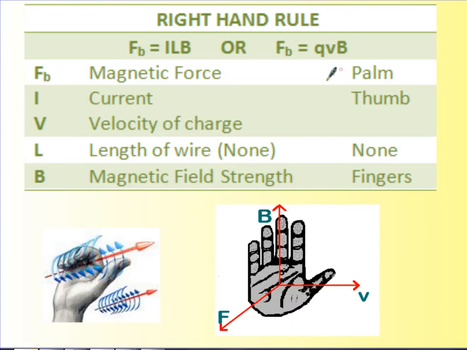This is a summary of the right-hand rule for a current carrying wire and for a charged particle moving. You'll see qv and IL are equivalent. So F_B is always the palm. There is no direction of the length of the wire. You're looking at the direction of the current and the direction of the velocity of the charge. Those are both going to be your thumb. And the magnetic field strength is always your fingers.